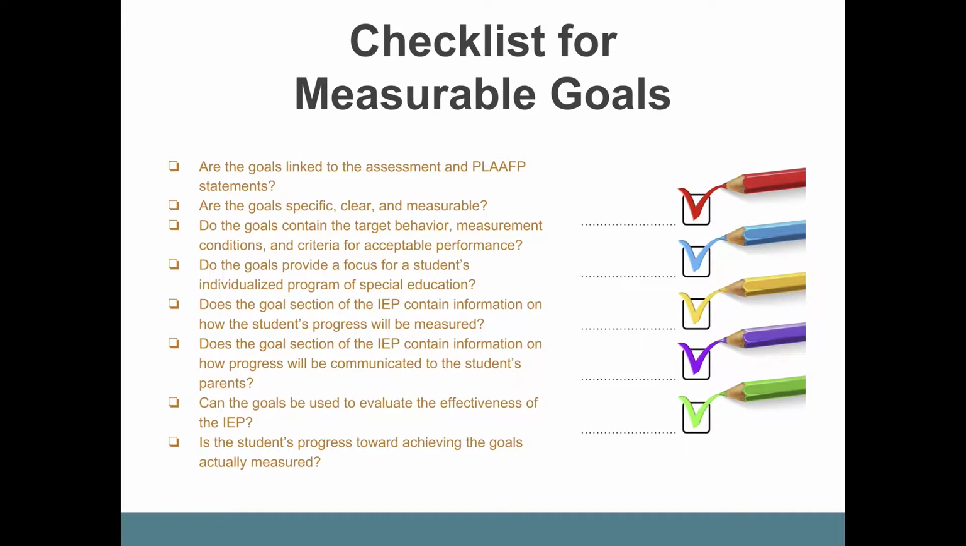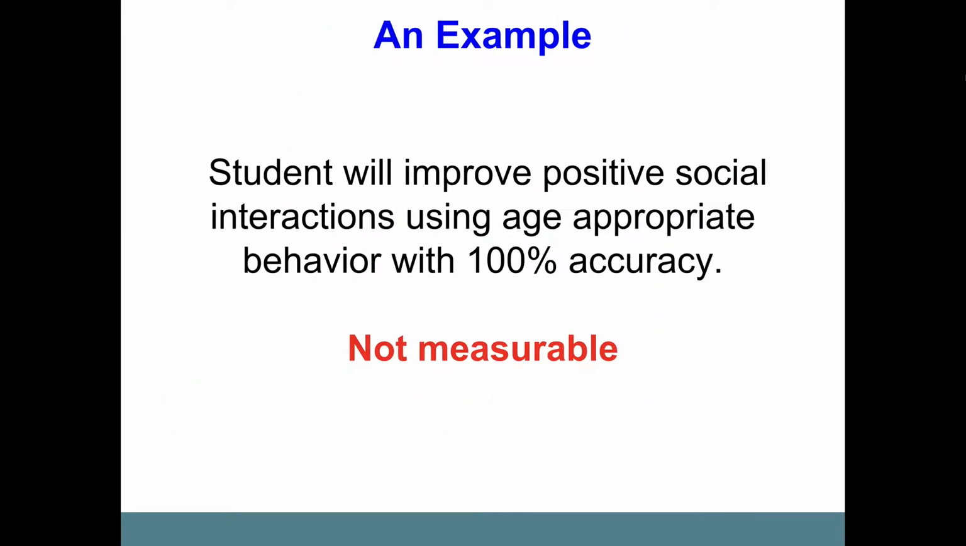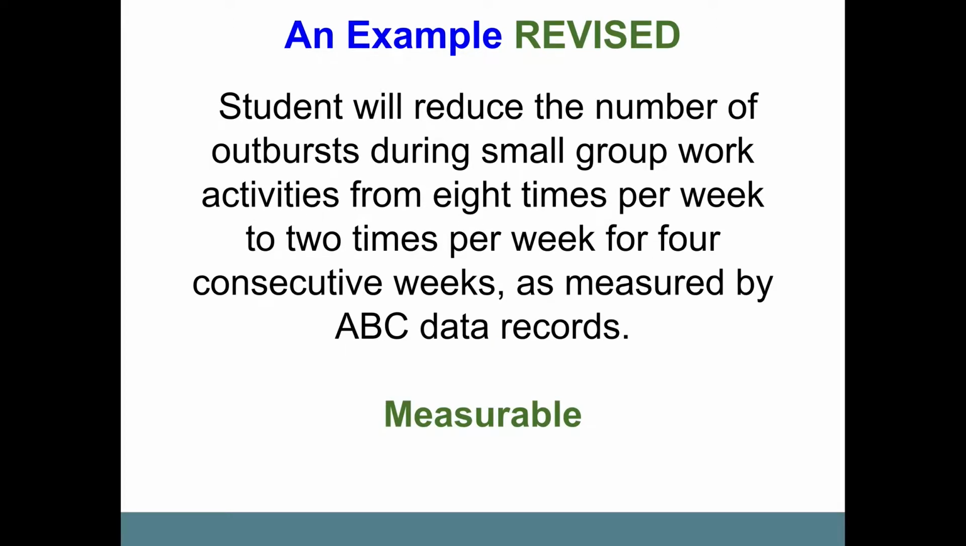So can the goals be used to evaluate the effectiveness of the IEP? And is the student's progress towards achieving the goals actually measured? So again, this is a non-measurable example, but if we were to revise it so that it would be observable and measurable, we might revise it to read as such. The student will reduce the number of outbursts during small group work activities from 8 times per week to 2 times per week for 4 consecutive weeks as measured by ABC data records.